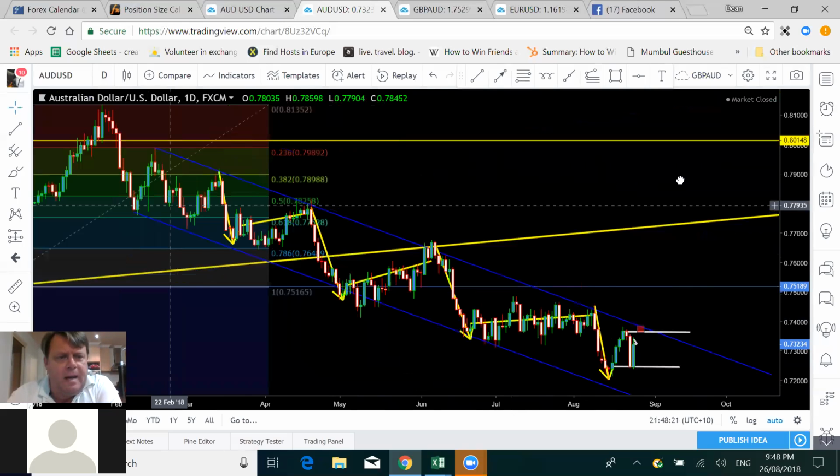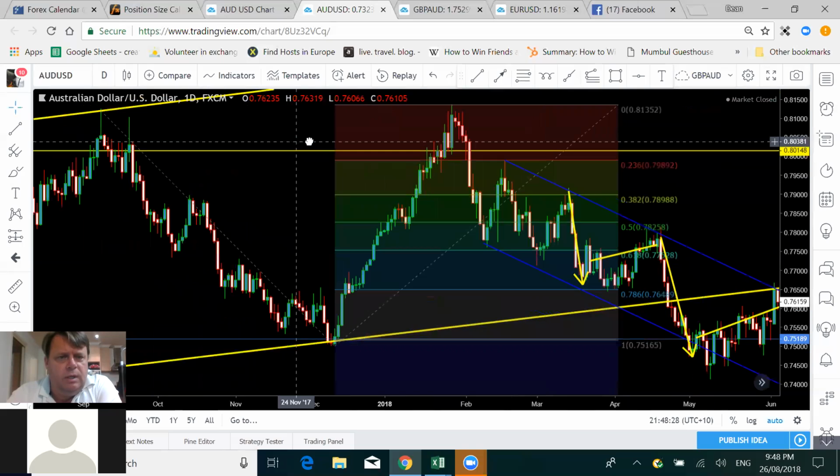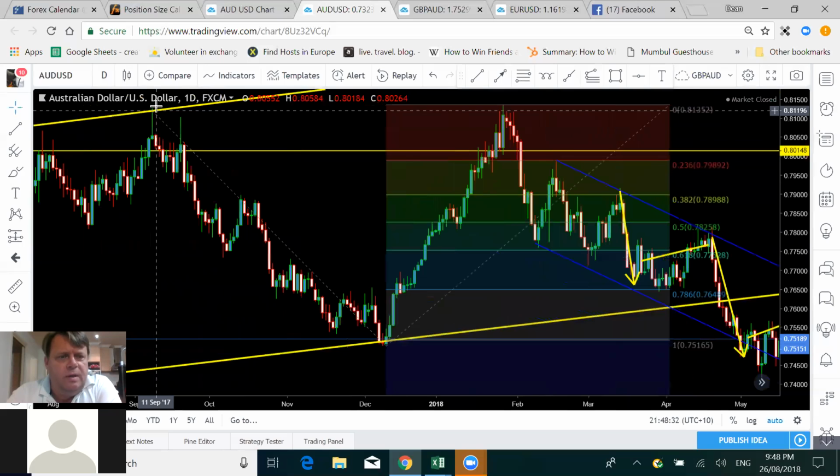The other thing I marked up before was right here. You can see we've got a double top back on the 11th of September 2017, and now the 26th of January 2018. We went all the way down to here, and we came all the way back up to the same level as September 2017. All right, we bounced off it.